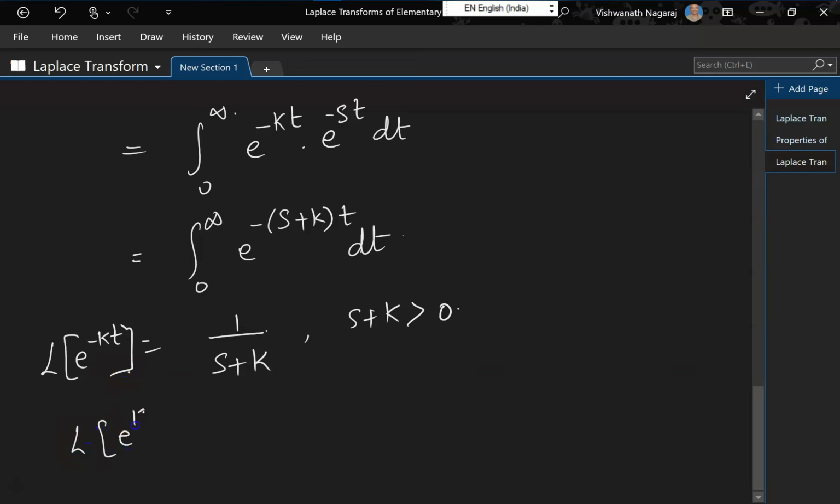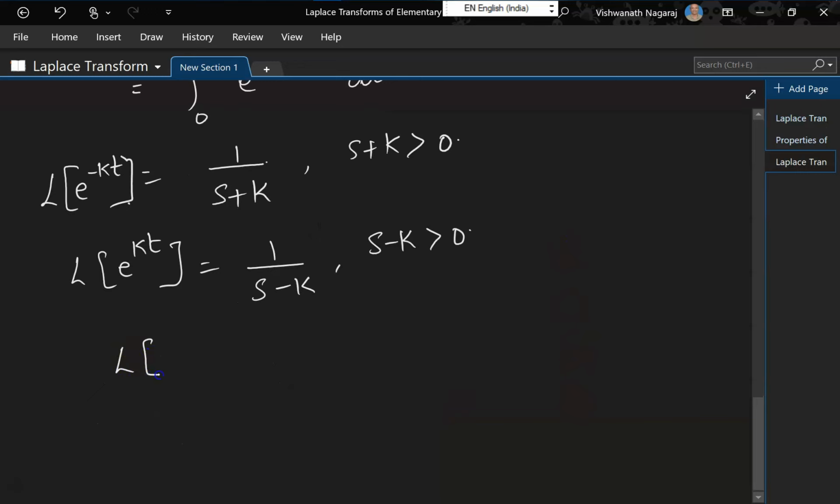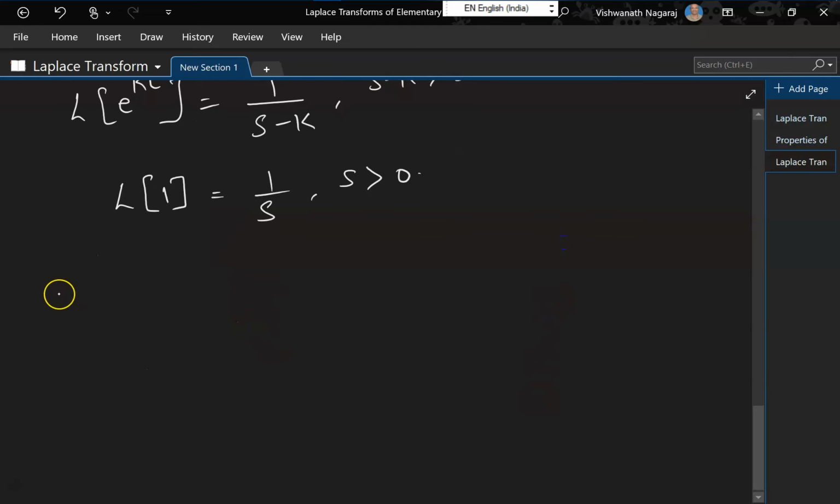Laplace of e to the power of kt is equal to 1 by s minus k, with s minus k greater than 0. And remember, Laplace of 1 is equal to 1 by s, where s is greater than 0. These are things that you have to remember. Okay, now let's look at the next category.